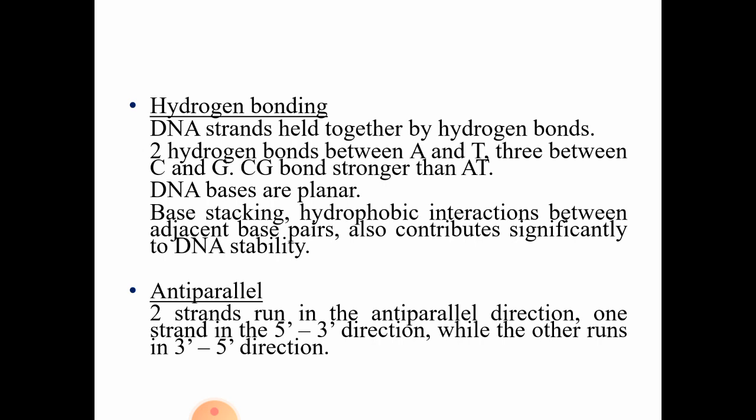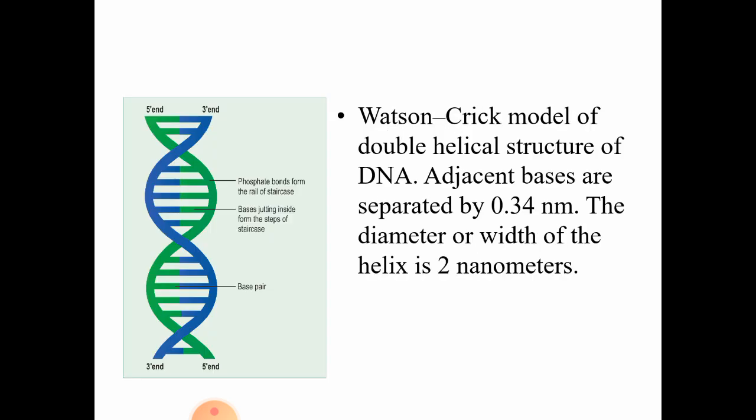Next feature, it is anti-parallel. 5' and 3' direction, they are anti-parallel. The 2 strands run in anti-parallel direction. One strand is in 5' to 3' direction, whereas the other one runs in 3' to 5' direction. So they are anti-parallel. So this is the Watson-Crick model of double helix structure of DNA, and the adjacent bases are separated by 0.34 nanometers, and the diameter or the width of the helix is around 2 nanometers.